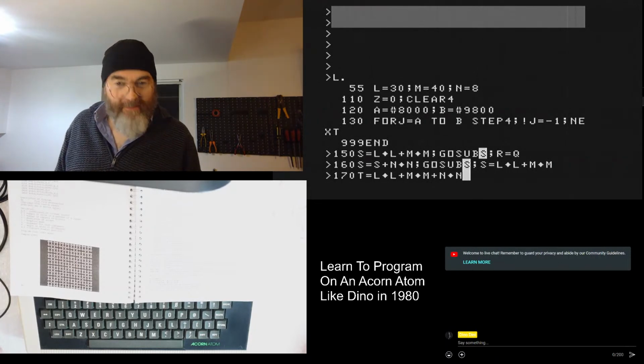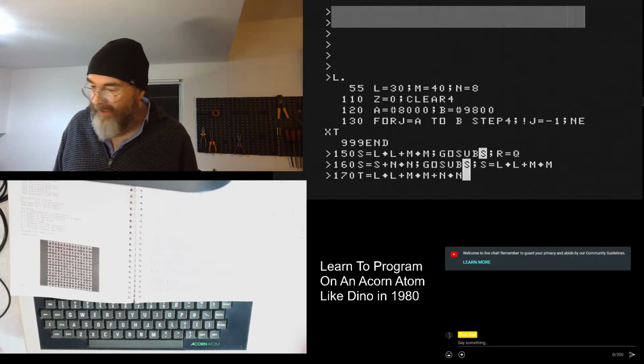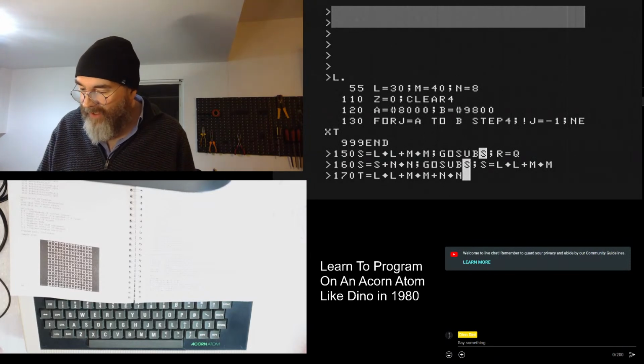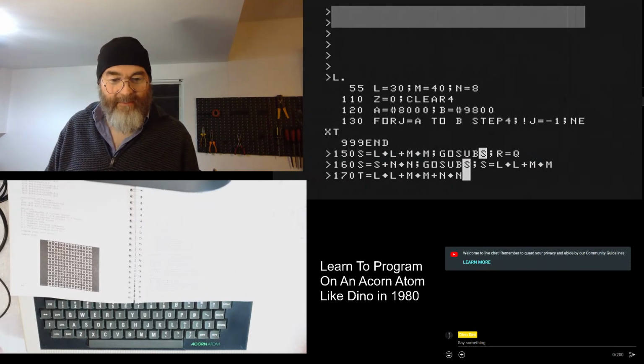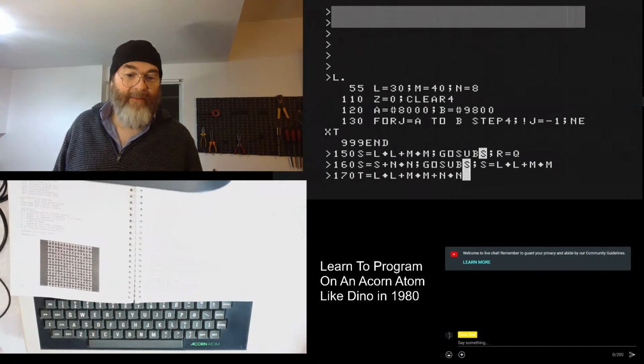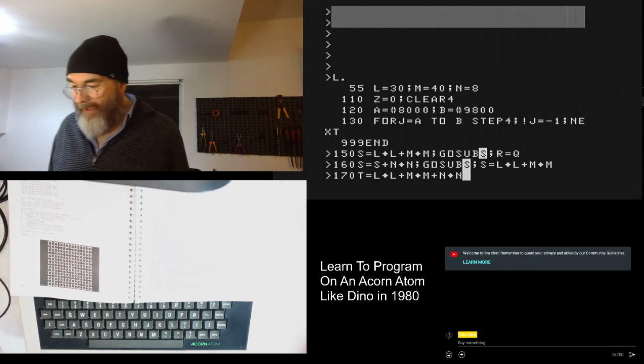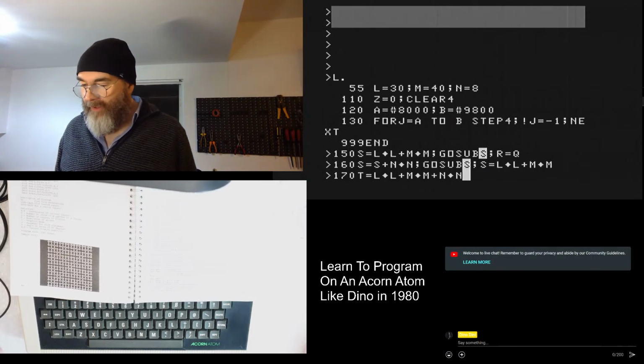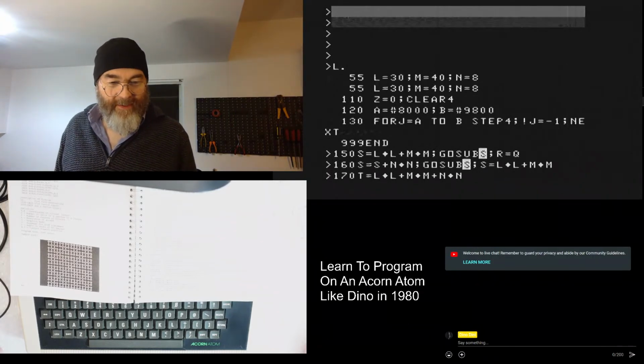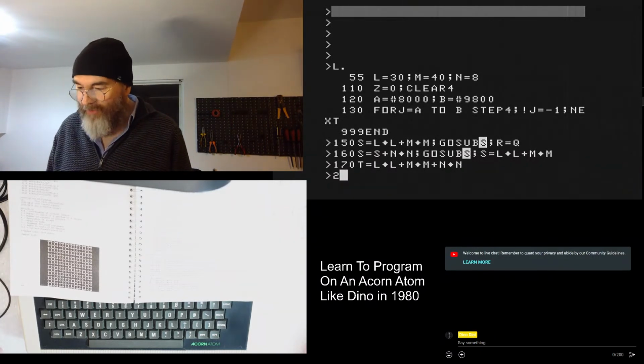So it's a test. That's what this is all about here. So what we'll have then is L times L plus M times M plus N times N, where L, M and N are the coordinates of a three-dimensional vector, and T becomes the square of the length of that vector. So we've got that, and it's like 200.